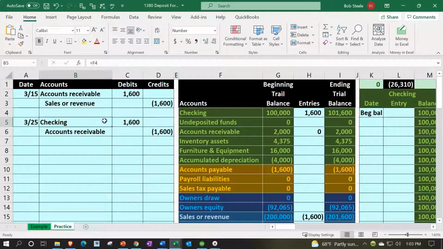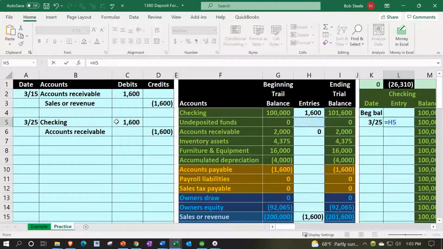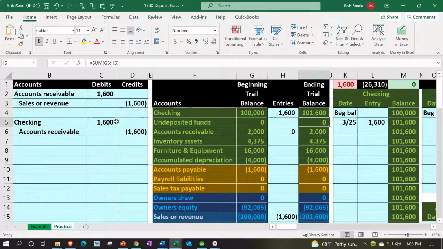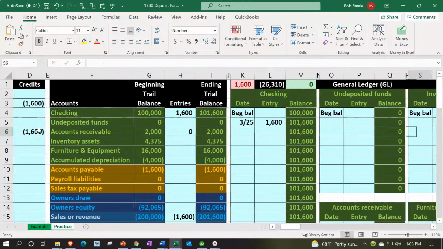Let's post this to the GL now, to the general ledger. We're going to go to the right to do that. We are in cell K5. This is on 325. And then in cell L5, this is going to be equal to the 1,600, increasing it to 1016, matching the trial balance. We're out of balance on the GL by 1,006 till we record the accounts receivable, third account on the GL.